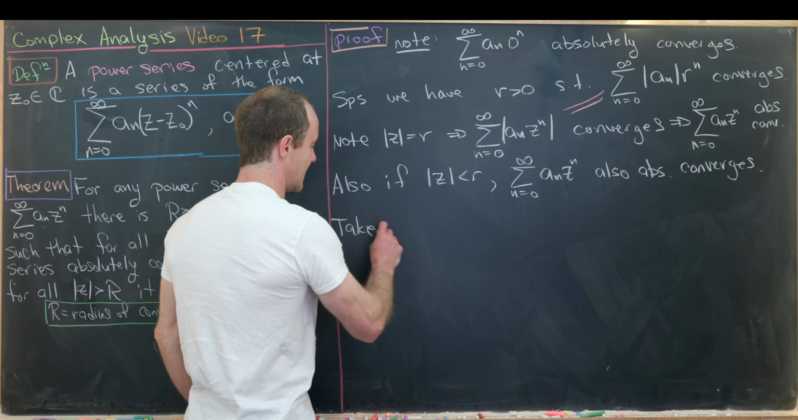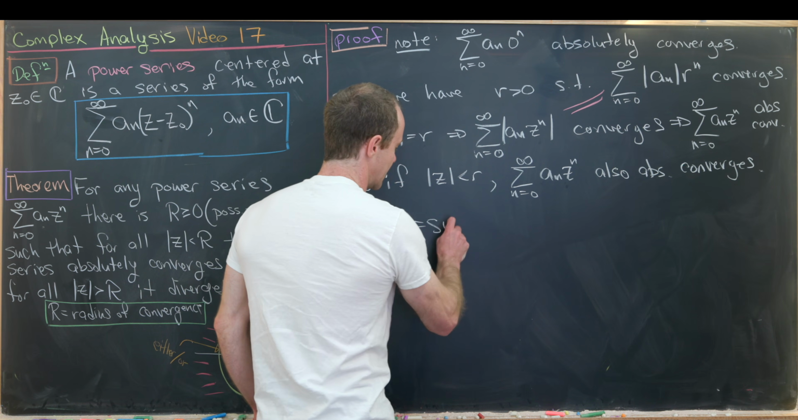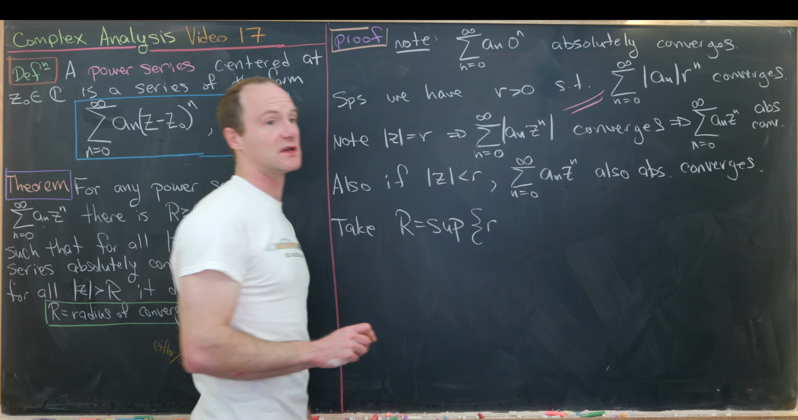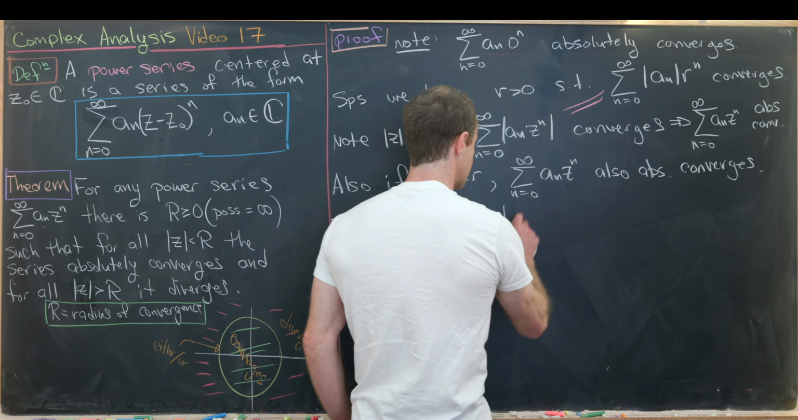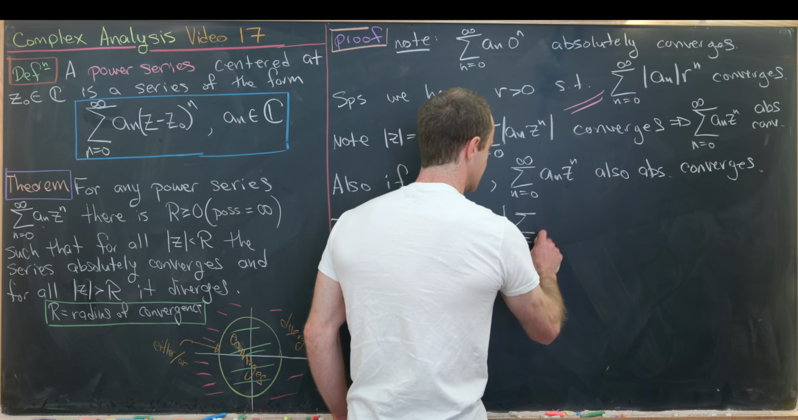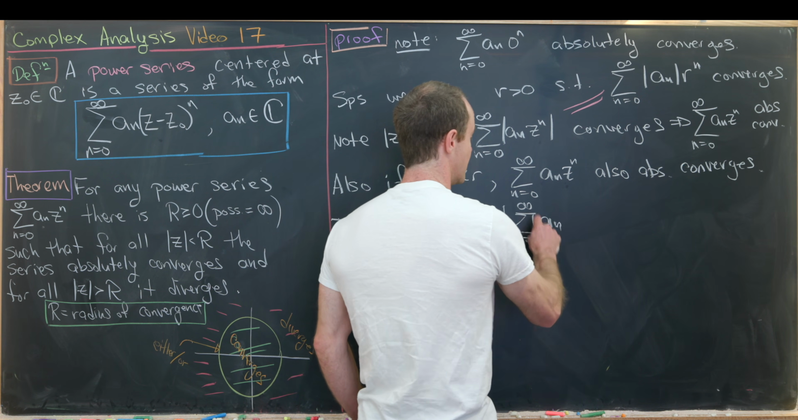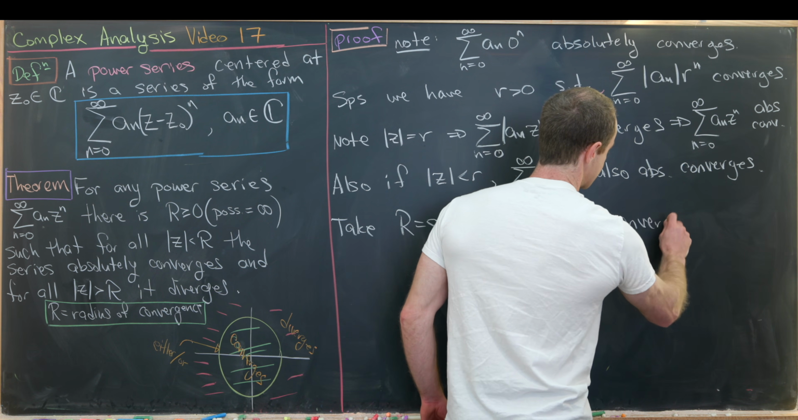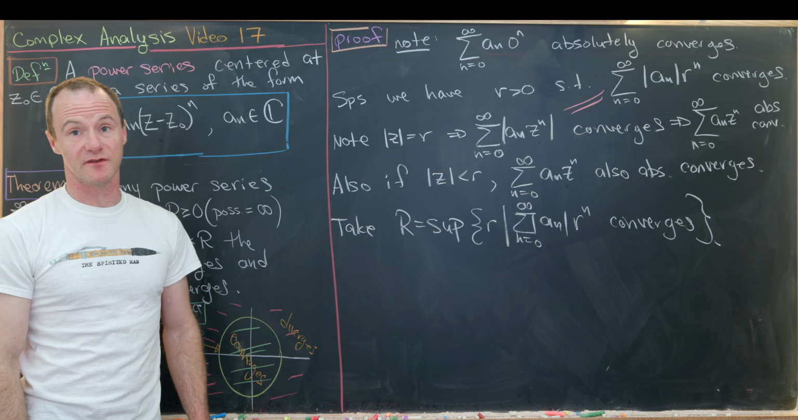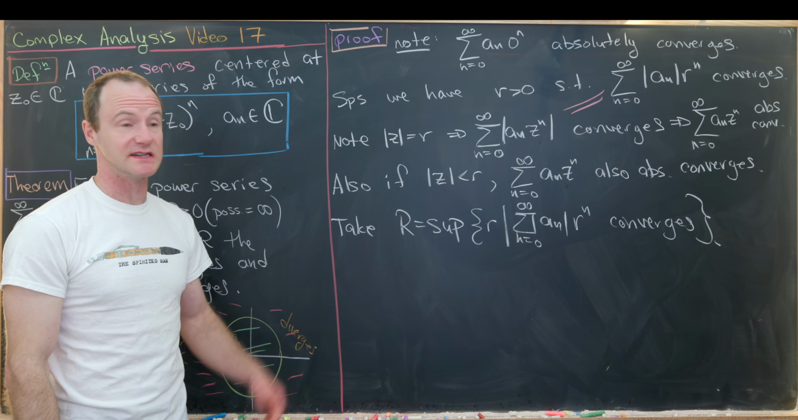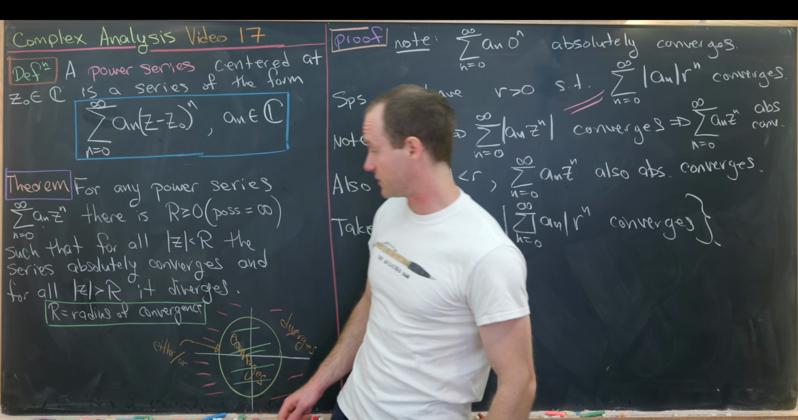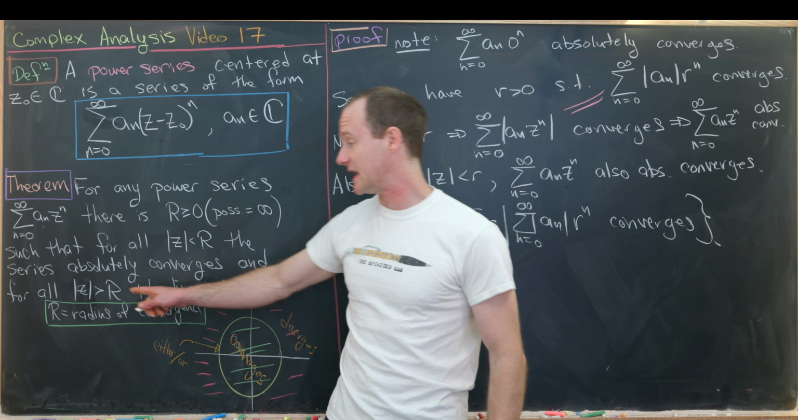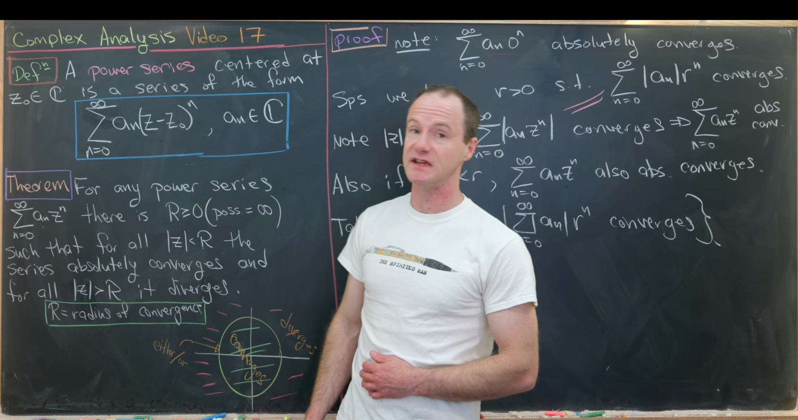So let's take capital R, like I said, to be equal to the supremum of all little r such that the sum as n goes from 0 to infinity of the modulus of a_n r to the n converges. And now from this definition of capital R, it's pretty easy to see that our series converges when the modulus of z is less than R, and it diverges when the modulus of z is bigger than R.